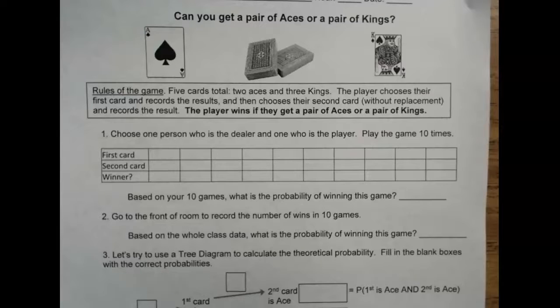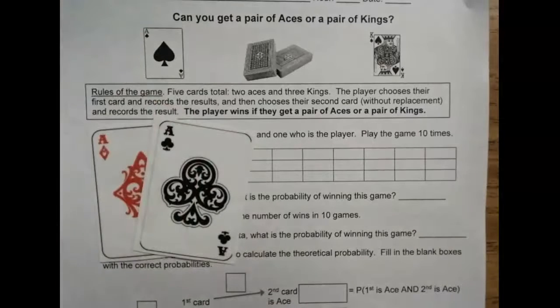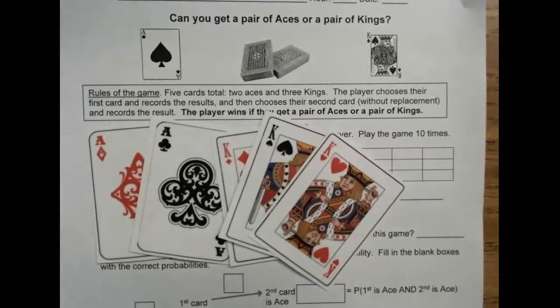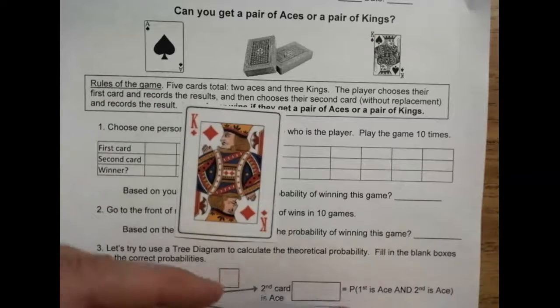Alright, so we played a game where we had 5 cards. There were 2 aces and 3 kings. And so we would shuffle them so we can't see, and then we would deal a card, and if you're a winner you'll get 2 of the same cards. If you don't have 2 of the same cards, you're a loser in that round. So I'm a loser this time.